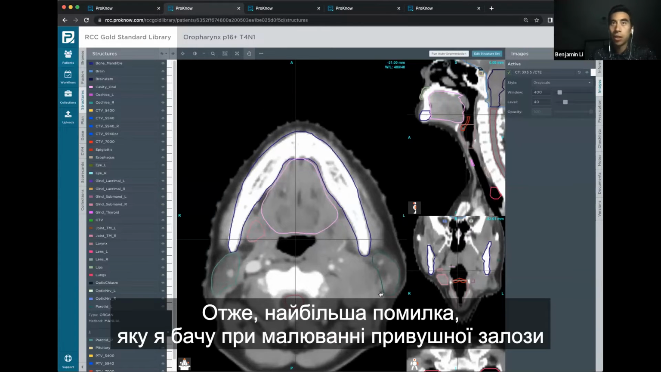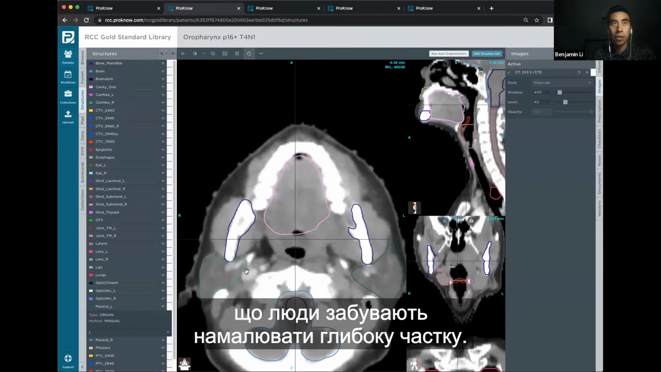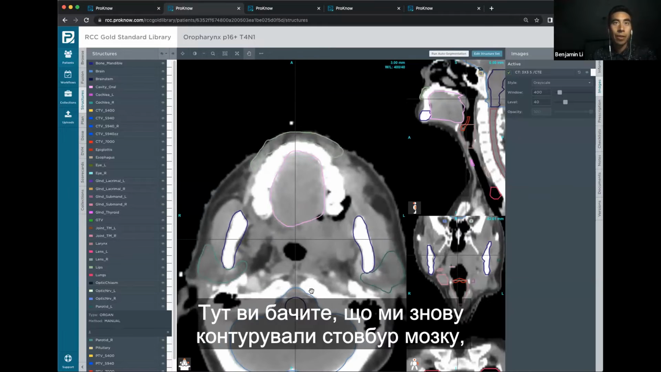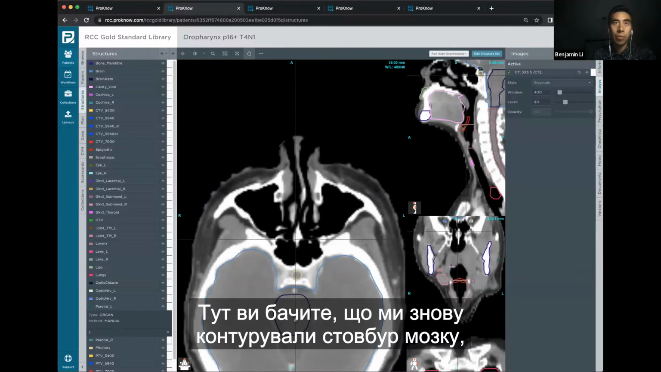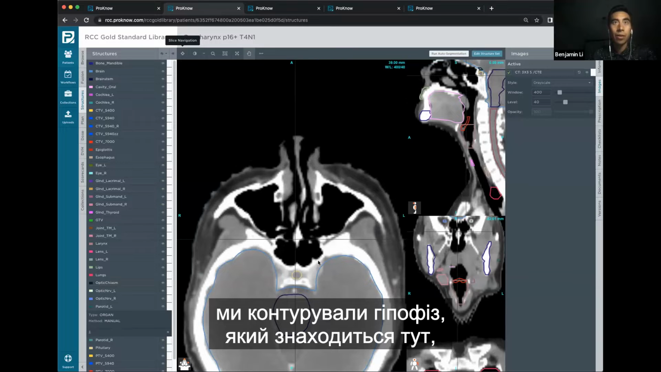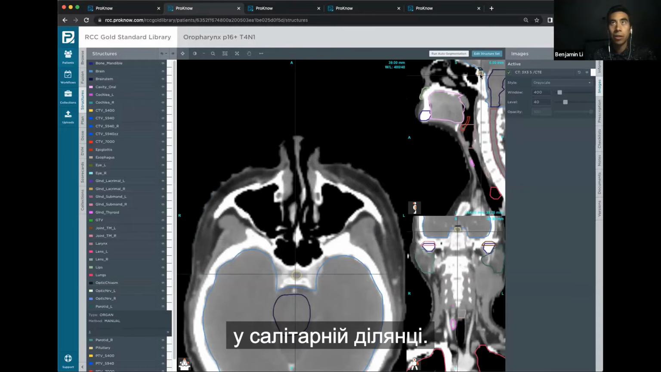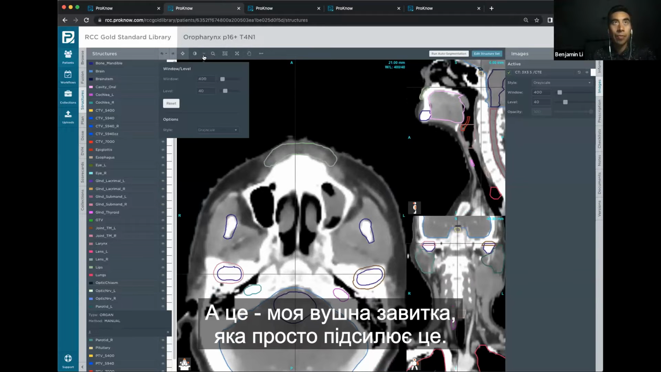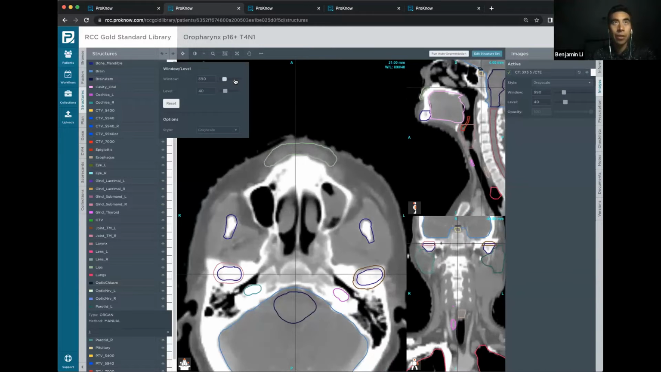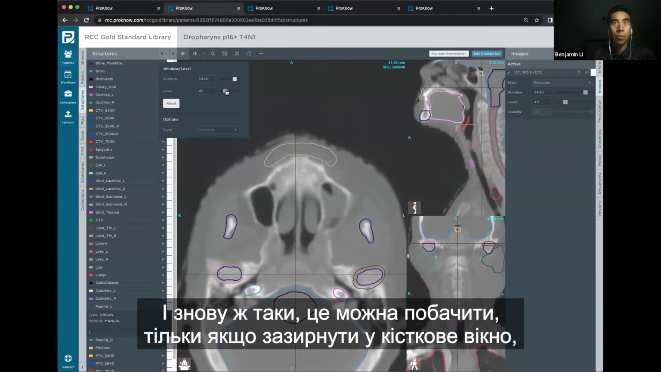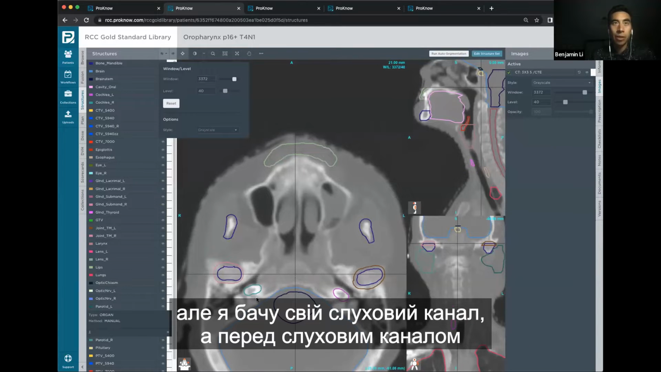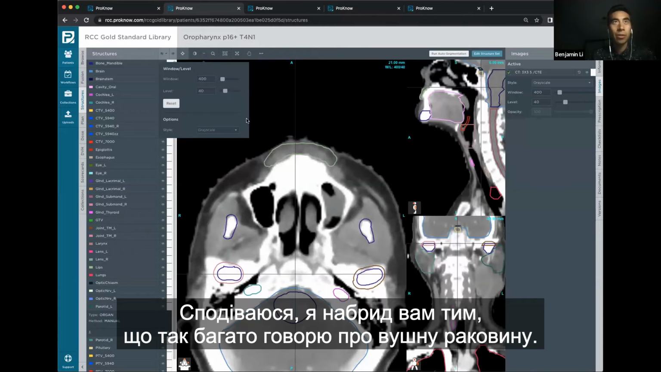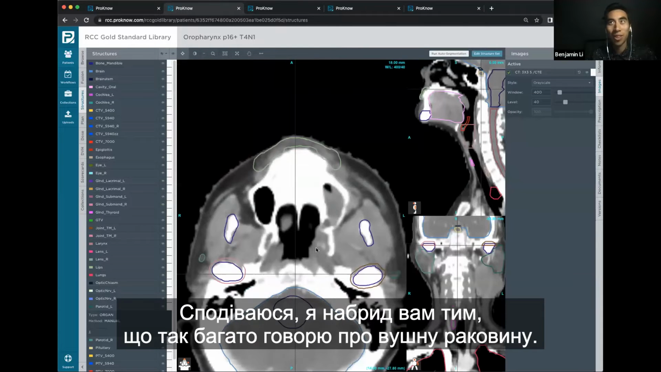So that's the biggest mistake that I see with the parotid gland, is people forgetting to draw the deep lobe. Here you can see, we've contoured the brainstem again. We've contoured the pituitary, which sits here in the sella turcica. And then these are my cochlea, just sort of reinforcing this. And again, you can only see it if you go to bone window, but I see my auditory canal, and in front of the auditory canal is the cochlea. Hopefully I'm annoying you with how much I'm talking about the cochlea at this point.